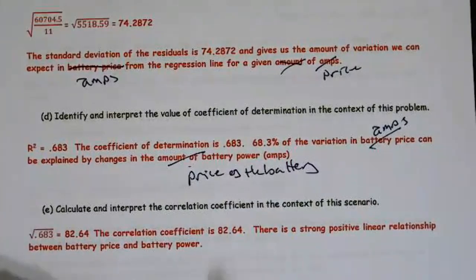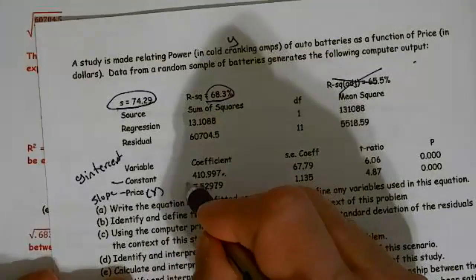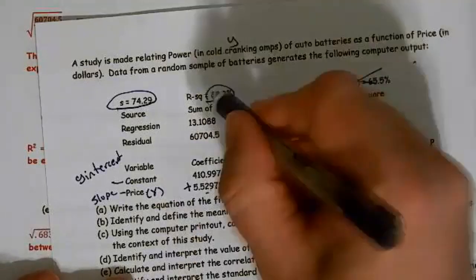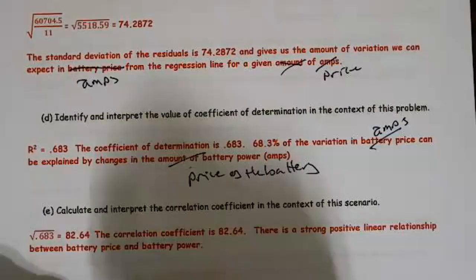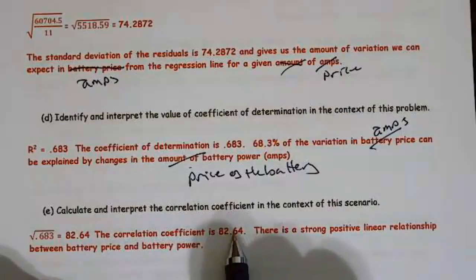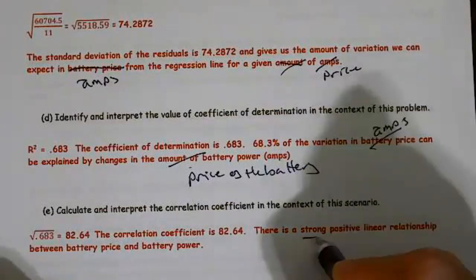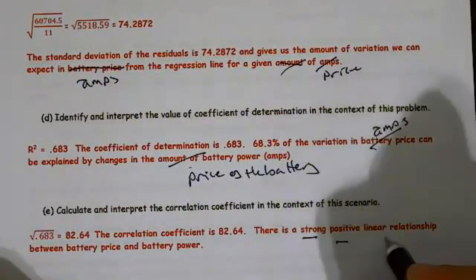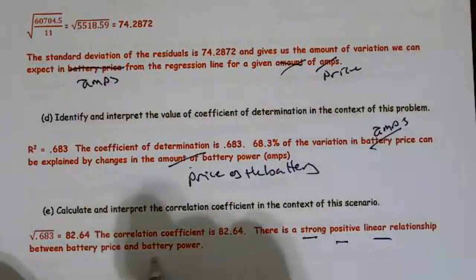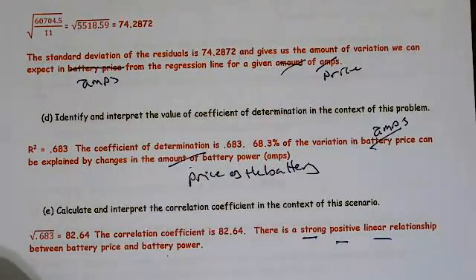Calculate and interpret the correlation coefficient in the context of the scenario. Well, I need to know the sign of the slope. The sign of the slope is positive, and then I just need to take the square root of the R squared. So the correlation coefficient is 82.64. There's a strong, important word, positive linear relationship between battery price and battery power, or battery price and amps. These can swap places and it won't matter.